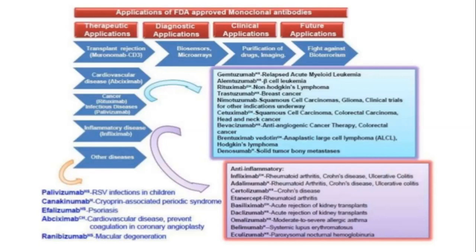For cancer, rituximab can be used. For inflammatory disease, infliximab can be used. For cardiovascular disease, abciximab can be used. So these are the drugs that can be used for different therapeutic purposes.